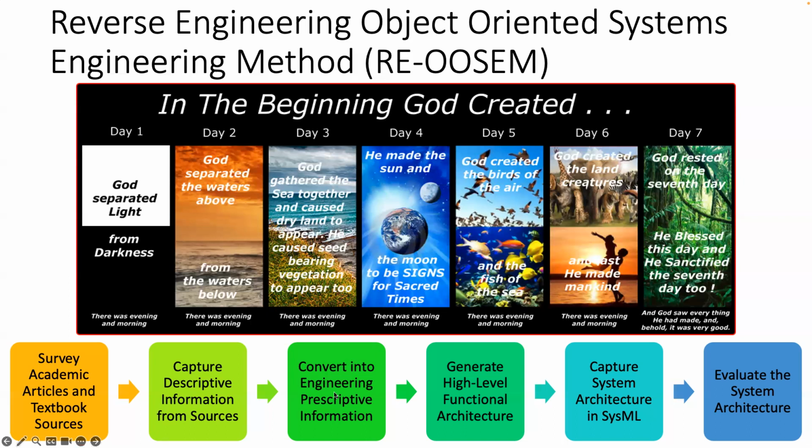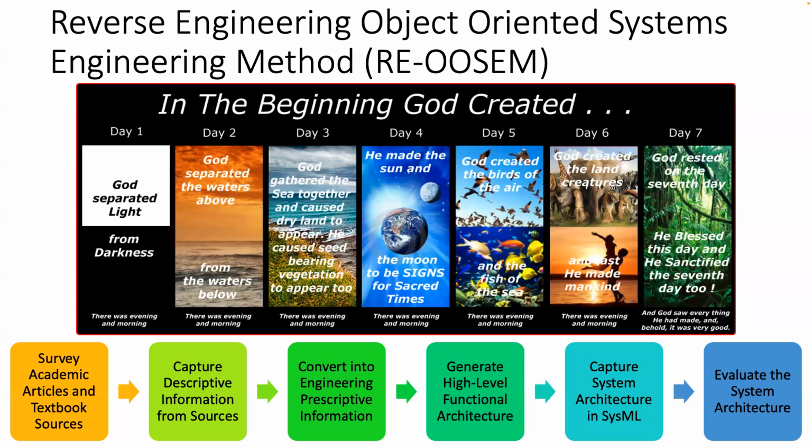But when you want to be engineering things, you have to put it into prescriptive information, having things that are called requirements. The system shall do X, Y, Z. Then you want to start to be capturing that into an architecture. And then as you develop that architecture, you get more and more specific.